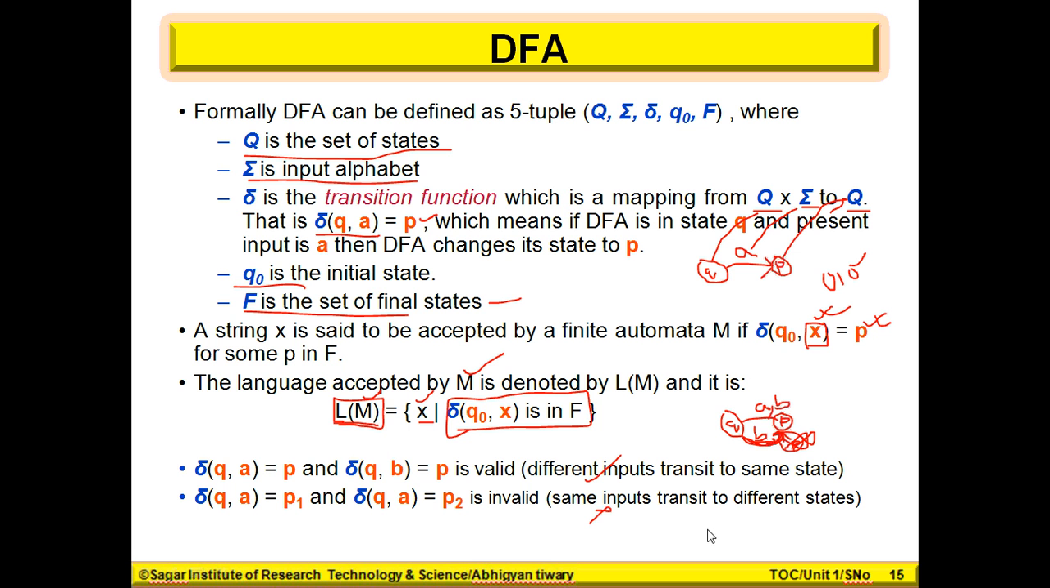Let's try to understand the second one. We have this Q, and for A we have P1. It's good, but for the same input A we don't have a different state. So this is not deterministic. For Q, after reading A, where will I have to go, P1 or P2? That is how this is called non-deterministic. In DFA we are talking about deterministic, that's why it is not acceptable.